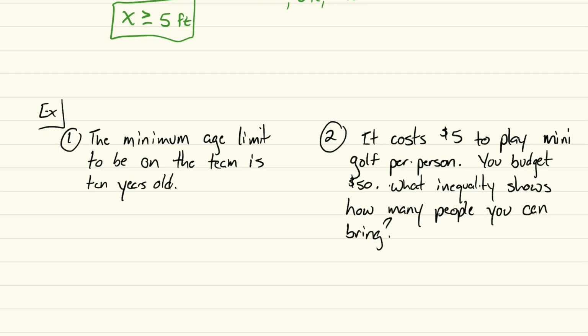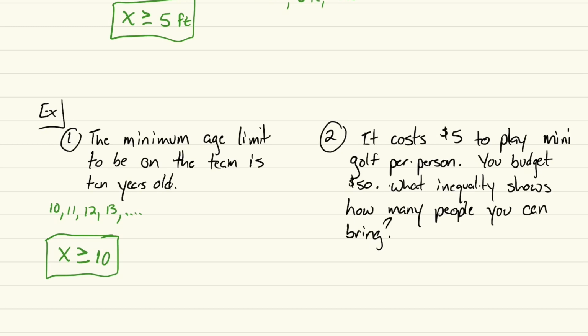My first example is the minimum age limit to be on the team is 10 years old. Okay, so if the minimum age limit to be on the team is 10 years old, then that means to be on the team I could be 10, I could be 11, I could be 12, I could be 13, and so on. Okay? So then that means that since I'm getting older, the age has to be anything greater than or equal to 10. And done. All right, moving on to number 2.